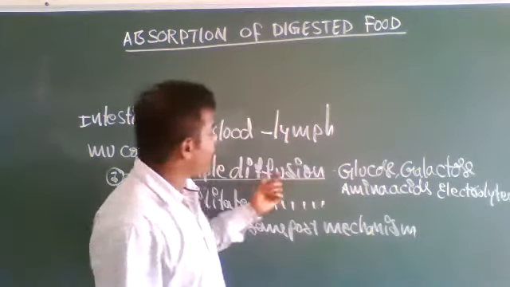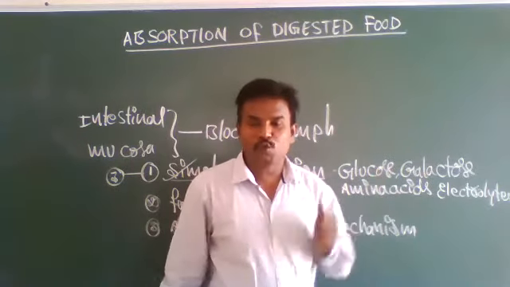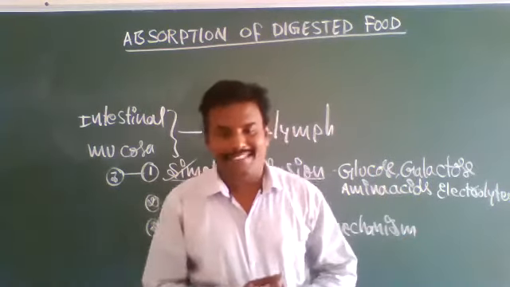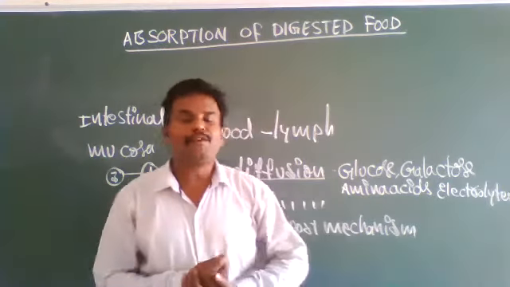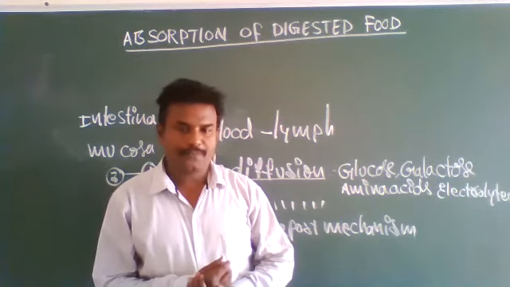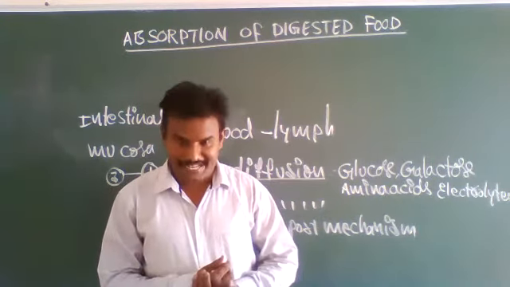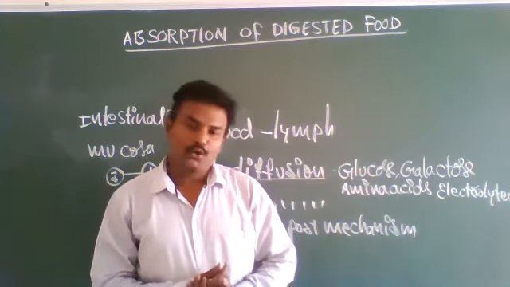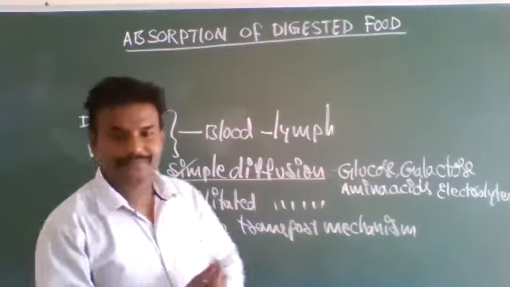So in simple diffusion, some monosaccharides such as glucose, galactose, amino acids, and electrolytes such as chloride ions are transported, depending upon the concentration gradient from higher to lower concentration. That is called simple diffusion.